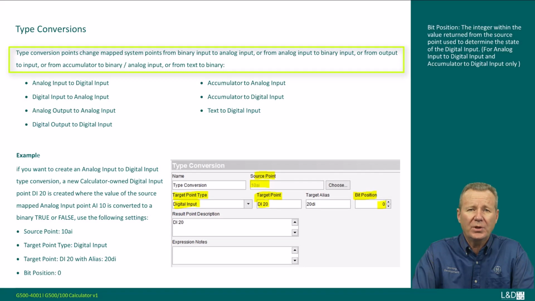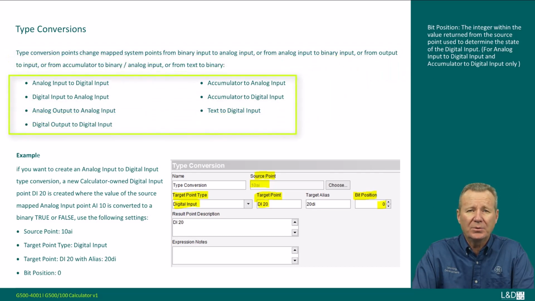Type conversion points change map system points from binary input to analog input, or from analog input to binary input, or from output to input, or from accumulator to binary/analog input, or from text to binary. Again, converter points are a special class of pseudo points that are created based on an actual system point. The MCP provides the following 7 types of conversions: analog input to digital input, digital input to analog input, analog output to analog input, digital output to digital input, accumulator to analog input, accumulator to digital input, and text to digital input.